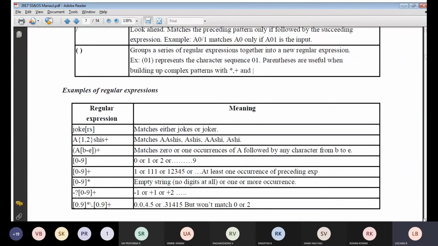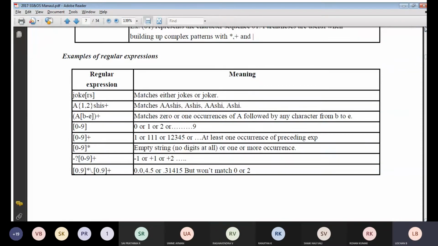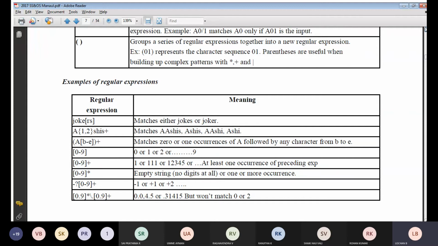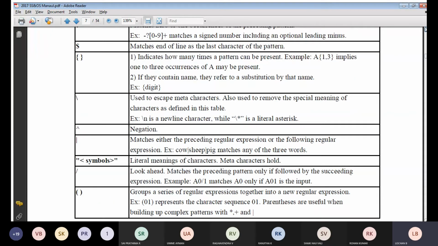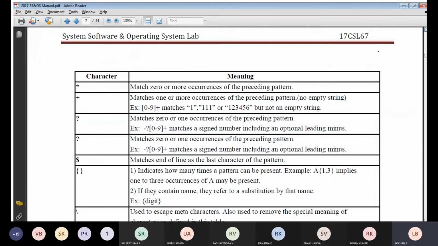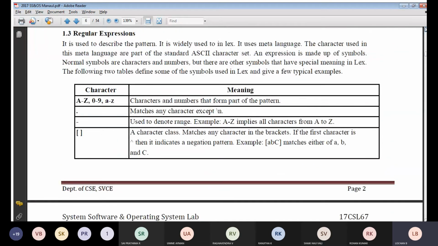Next, they have taken examples. The first regular expression we take as an example is joke followed by brackets with R S. What does this bracket indicate? A bracket is nothing but a character class. That means we will be matching any character in the bracket. Whatever characters you write inside the brackets, it will match.